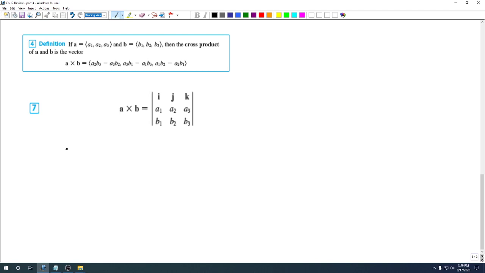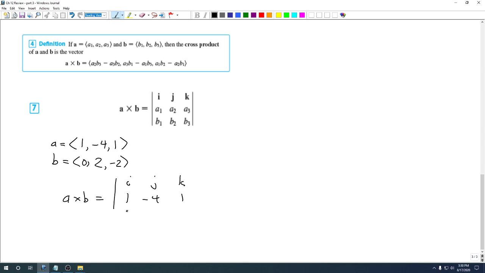Let's actually do an example of this. Let's use the a and b that we had on the previous page. So we had a was 1, -4, 1. b was 0, 2, -2. And we'll go ahead and take the cross product of these. So a cross b, we'll have i, j, k on top. We have 1, -4, 1 as the second row, and then 0, 2, -2 as our third row. We'll go ahead and expand this along the top.